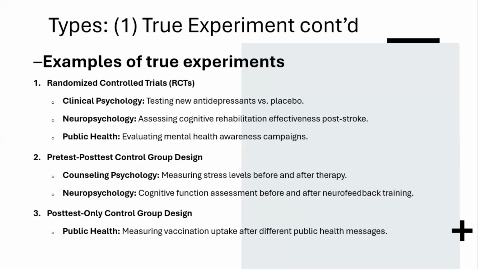So if you want to do true experiments, it can be any one of these. Randomized control, where you have a control group and an experimental group. You can do pre-test, post-test, where you have one group and you test them multiple times. Or you can do post-test only, where you have one group and you test them once. Then you do your statistical analysis. Any question on designs and examples of true experiments?